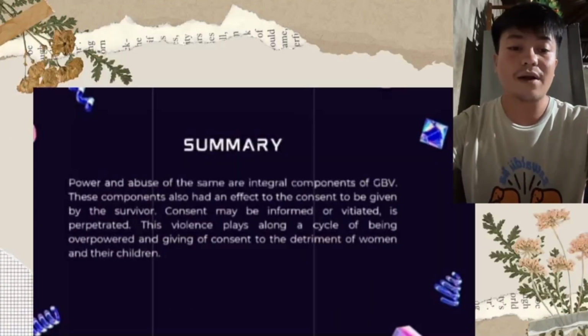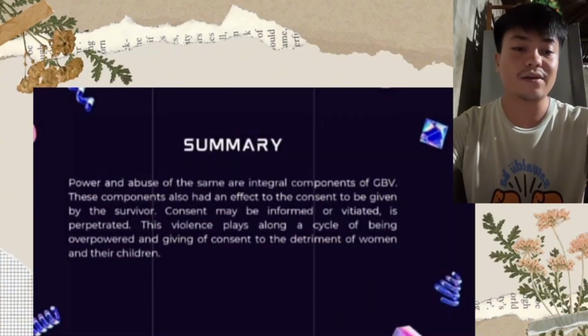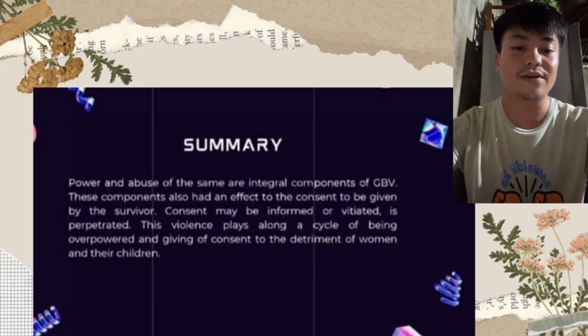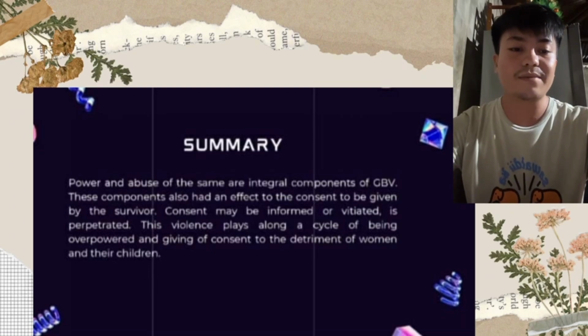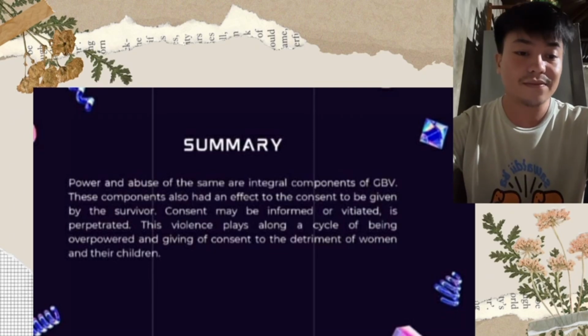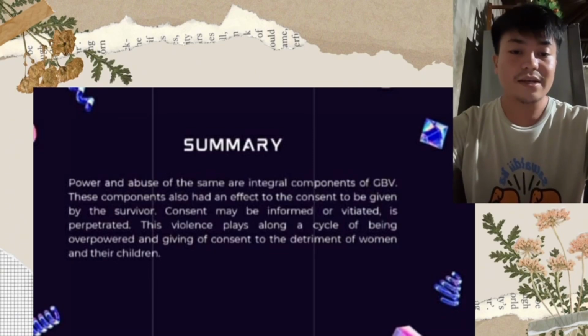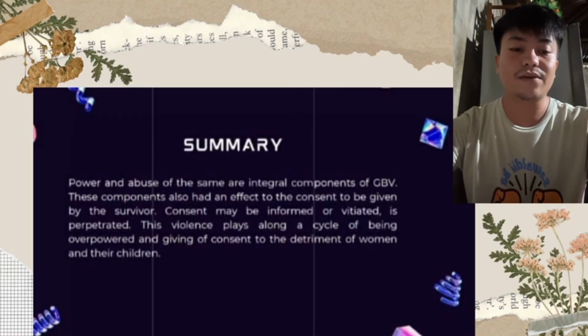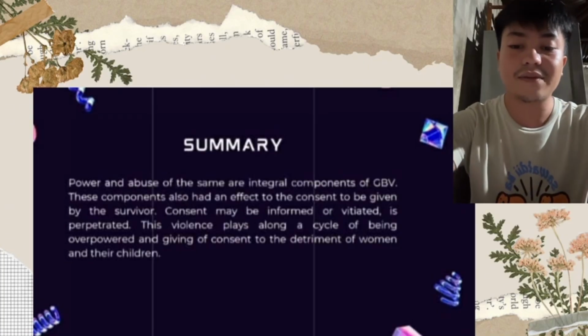Summary. Power and abuse of the same are integral components of GBV. These components also have an effect on the consent to be given by the survivor. Consent may be informed or vitiated by something perpetrated. This violence plays along a cycle of being overpowered and giving of consent to the detriment of women and their children. That's all. Thank you for listening.